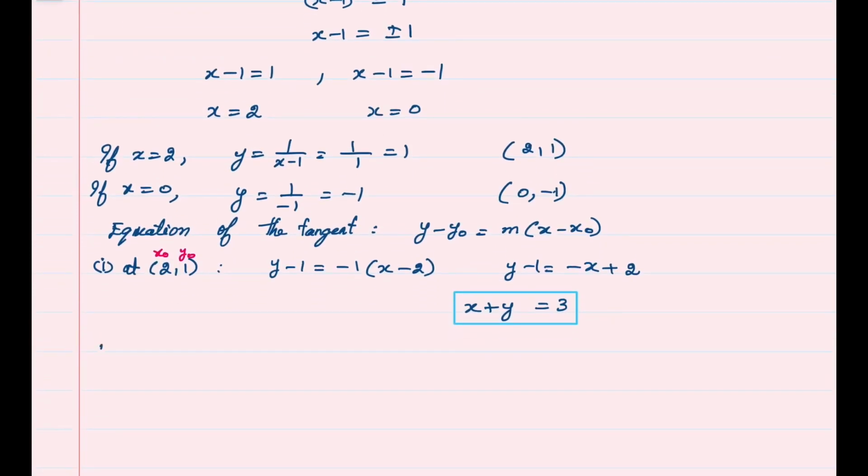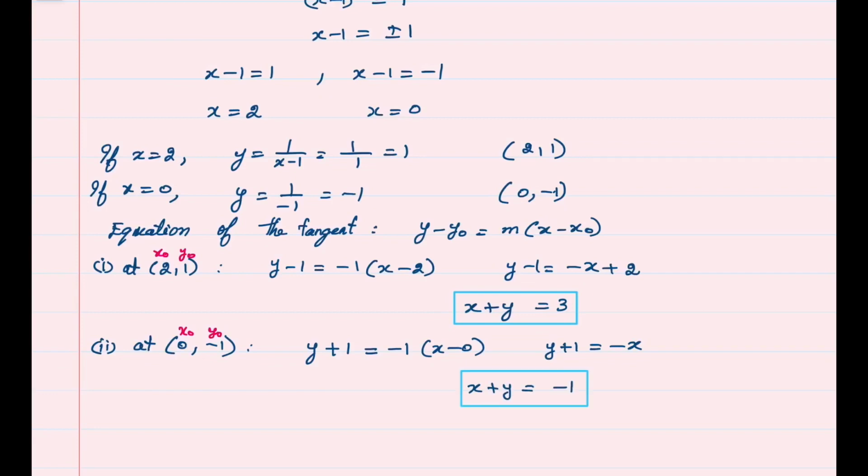Now, the second answer, we will find the equation of the tangent at the second point, (0, minus 1). Now, this is our (x0, y0), and slope of the tangent is the same, minus 1. Therefore, the equation is y minus of minus 1 equal to m, which is minus 1, times (x minus 0). y plus 1 is minus x. Therefore, x plus y is minus 1.